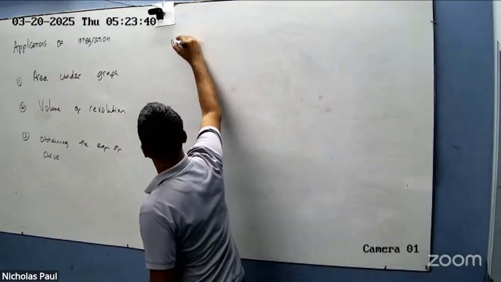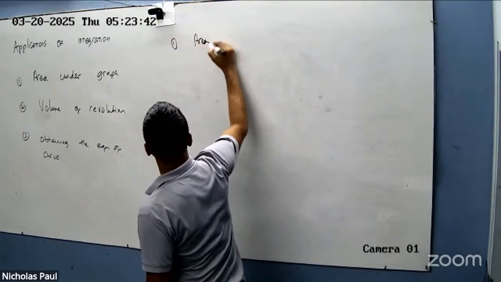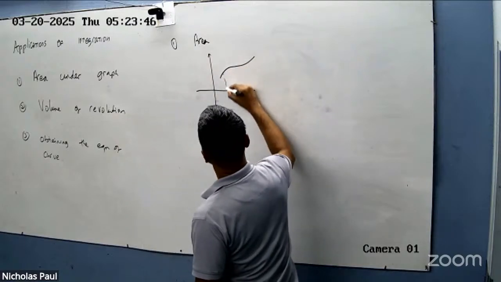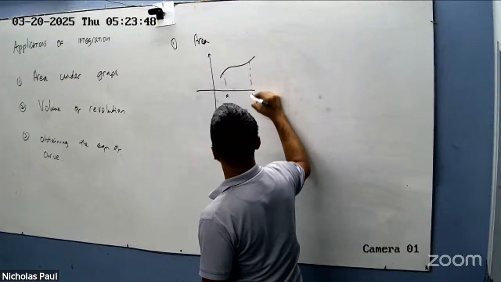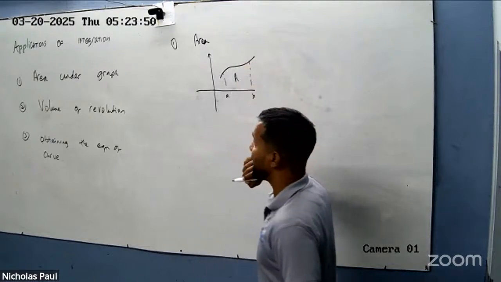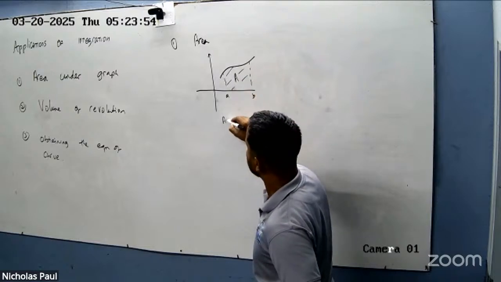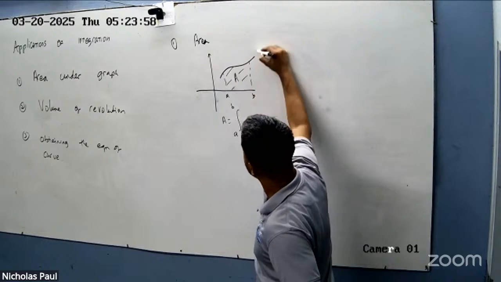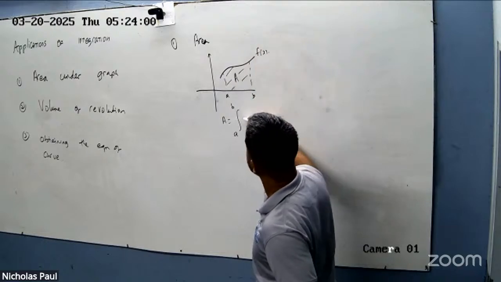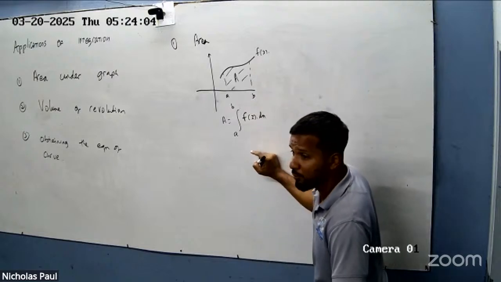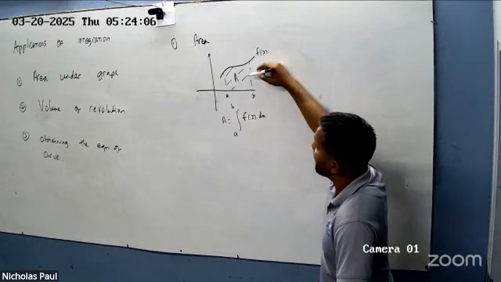So the first one is area under the graph. If I give you a function like this, between A and B, and I ask you to find the area there, this area is equal to the integral between A and B of whatever the function is. All these things we know already.